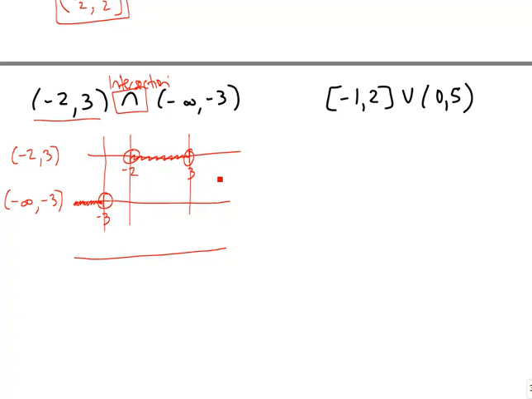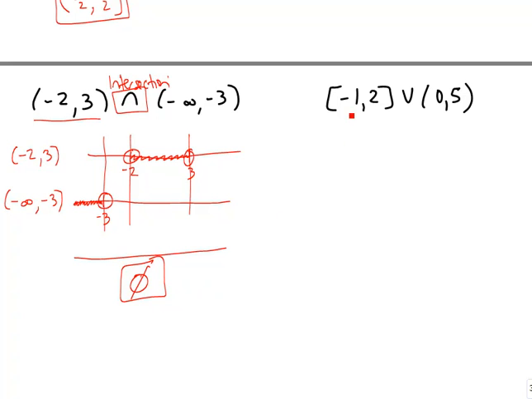Well, they're not both shaded in here, they're not both shaded in here. So again, I have that empty number line. There's no overlap at all. So my final solution is actually nothing. I have the empty set for my solution. Okay? So there was no intersection in this example.